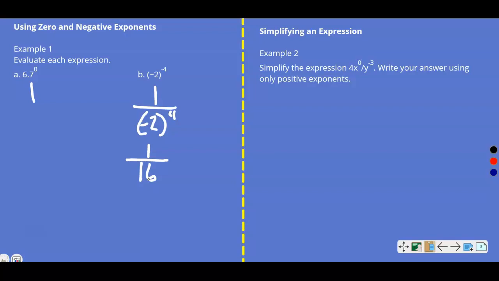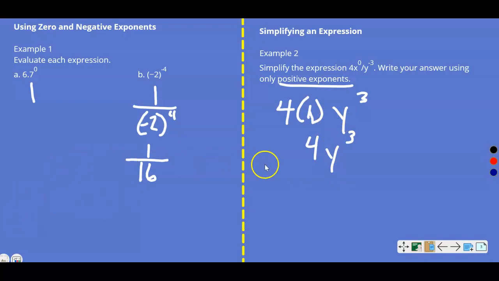All right, example 2, simplify the expression 4 times x to the 0 power over y to the negative 3. Write your answer using only positive exponents. So we've got 4 times x to the 0 power. x to the 0 power is just 1. And then we have y over y to the negative 3. So we're going to bring that up, and that's going to be y to the 3rd power. So 4 times 1 is 4. 4y to the 3rd is the simplified answer for number 2. Again, we are just using the definitions of properties of exponents.